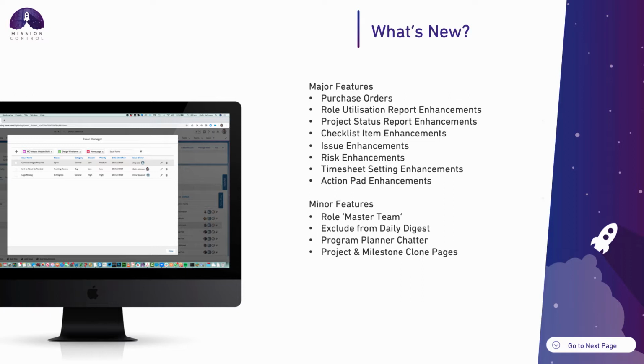We've added some additional flexibility around how you configure the timesheet, as well as adding the ability to access user stories from the action pad. And then a few minor enhancements around being able to report at a role level as to which master team someone is assigned to. You've also got the ability to exclude actions from the daily digest, as well as accessing the chatter feed for the requirements and the user stories from the program planner. And we've also made a couple of changes to the project and milestone clone pages.